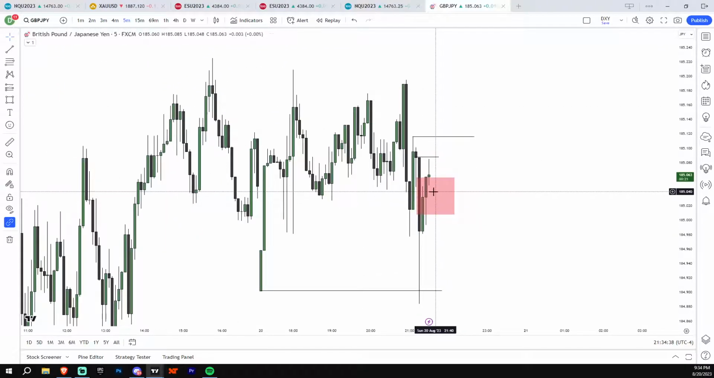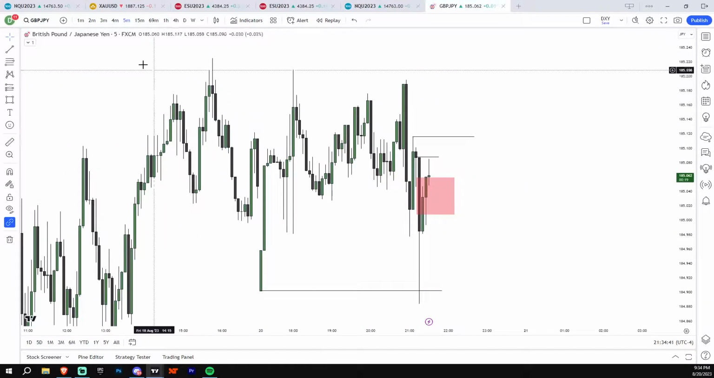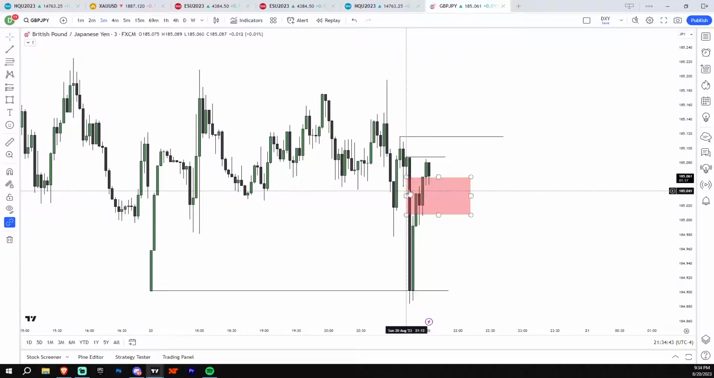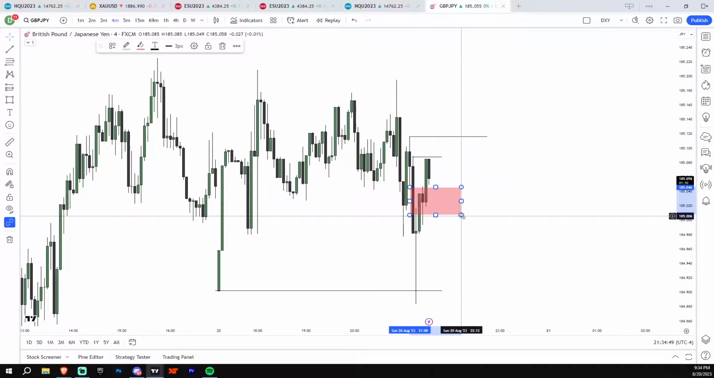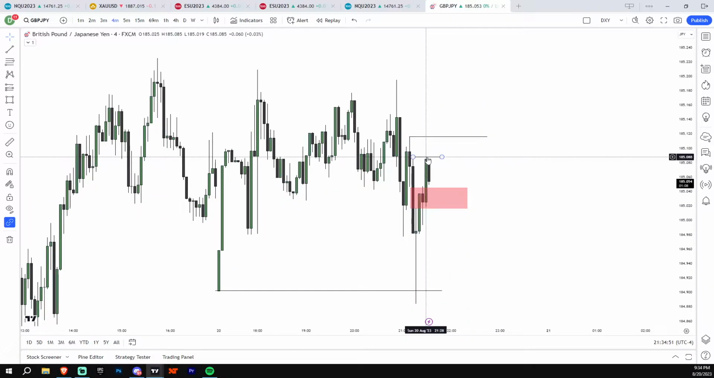If I go to the 5 minute, there's no fair value gap here. The fair value gap is closed. But if I go to the 3 minute, there's still the fair value gap. So I go to the highest time frame where you can see it. And you can actually see it in the 4 minute too, and the 4 minute high still matches up with the 3 minute high. So 4 minute, 3 minute, they all match up. Okay.